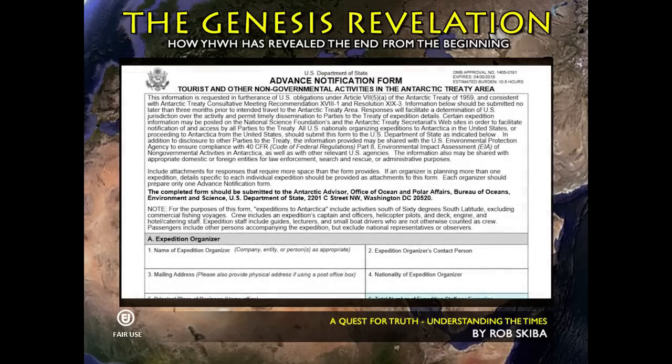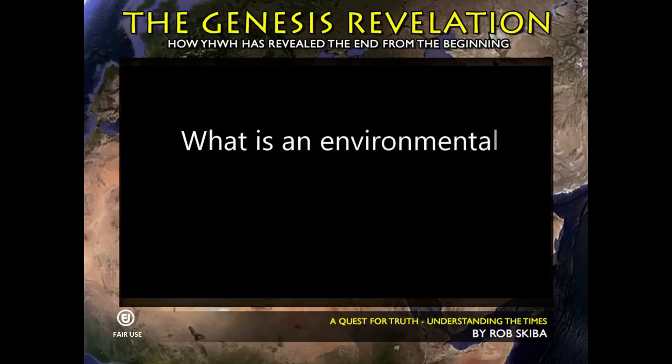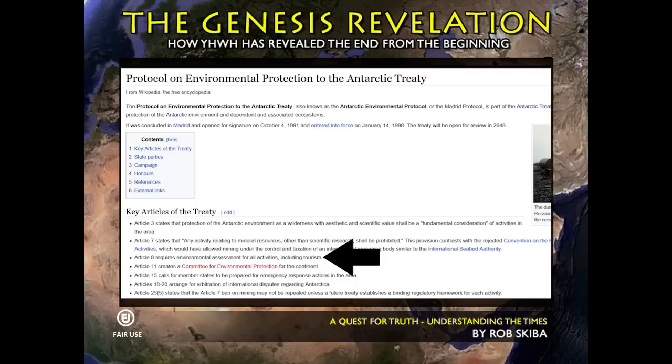But we're not done. Going back to our form DS4131, in addition to disclosure to other parties to the treaty, the information provided may be shared with the U.S. Environmental Protection Agency to ensure compliance with 40 CFR Part 8, Environmental Impact Assessment of Non-Governmental Activities in Antarctica, as well as with other relevant U.S. agencies. This brings us to one of the most important issues facing us. What is an environmental impact assessment? No country, even North Korea, would ever require an environmental assessment before traveling across their country. It's insane.